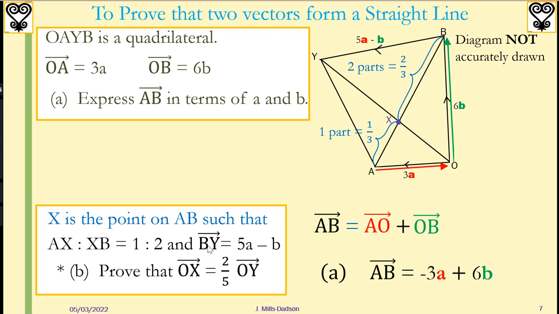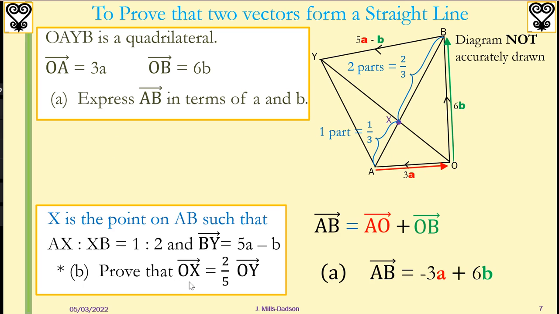Also, we have BY. BY is giving us 5A minus B, which is there already. We're supposed to prove that OX is equal to 2/5 of OY. Right. So now the first thing, as you can see, OY is definitely a straight line. So we're going to still use the same principle. One is a multiple of the other, and they share a common point, the same argument.